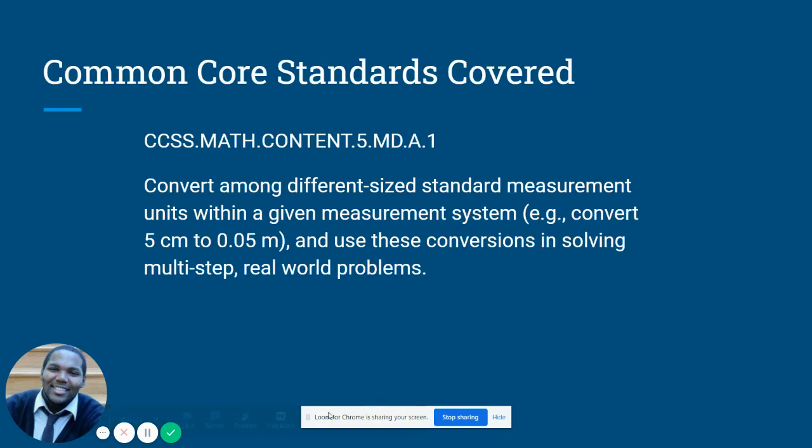Your Common Core standard for this lesson is 5.MD.A.1. Convert among different size standard measurement units within a given measurement system.